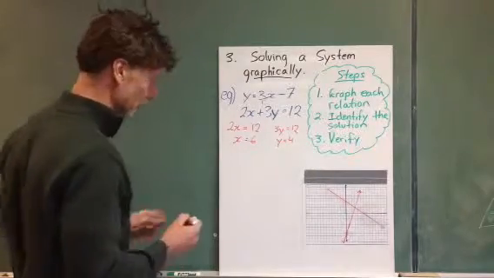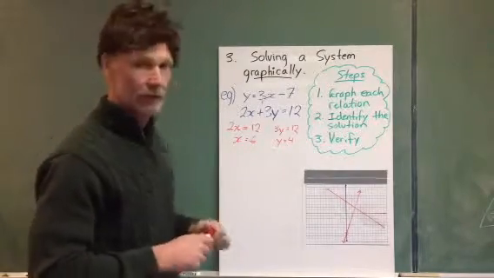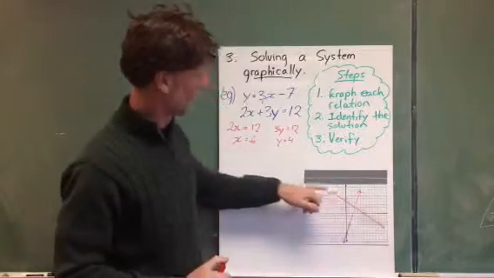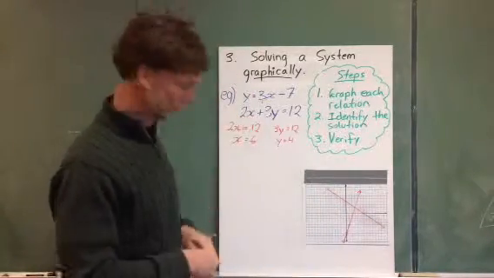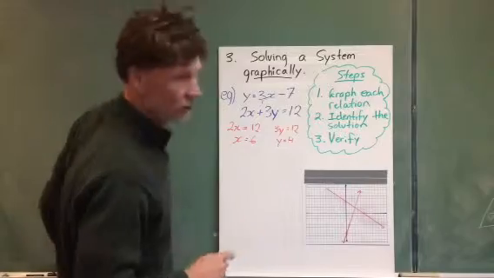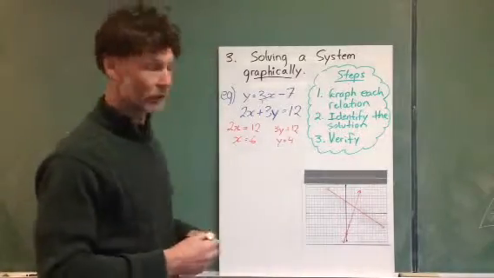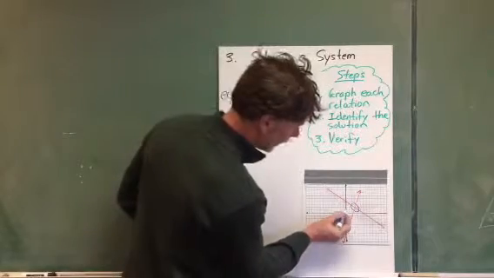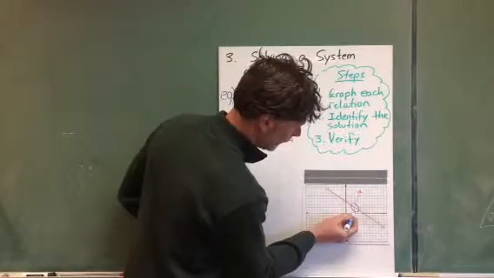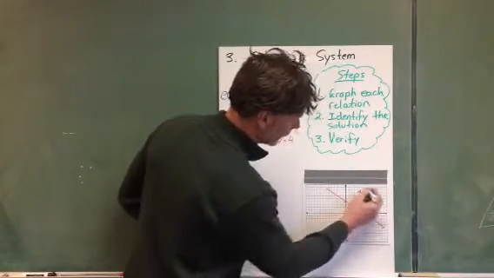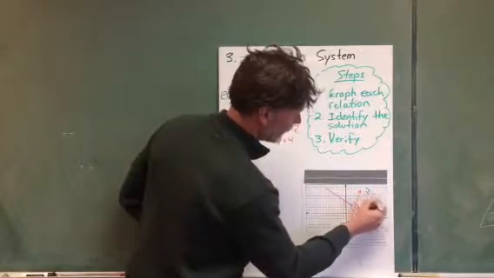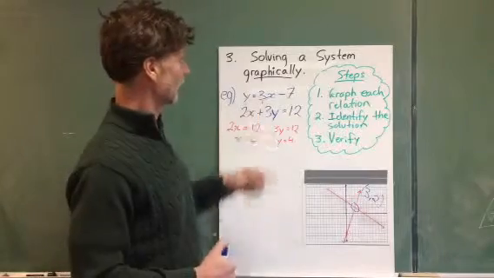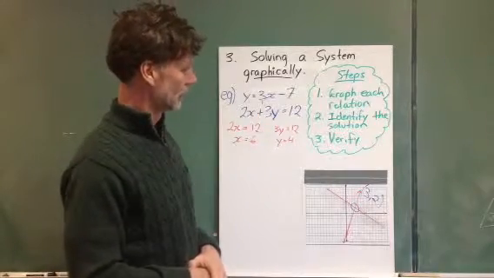Okay. So now I have my two graphs. This one here, any point along there would of course satisfy the second relation. But of course, there's only one point that will satisfy both relations, and that's that one right there. And the coordinates of that are 3, 2. So (3, 2) are the coordinates of the solution to that particular system.